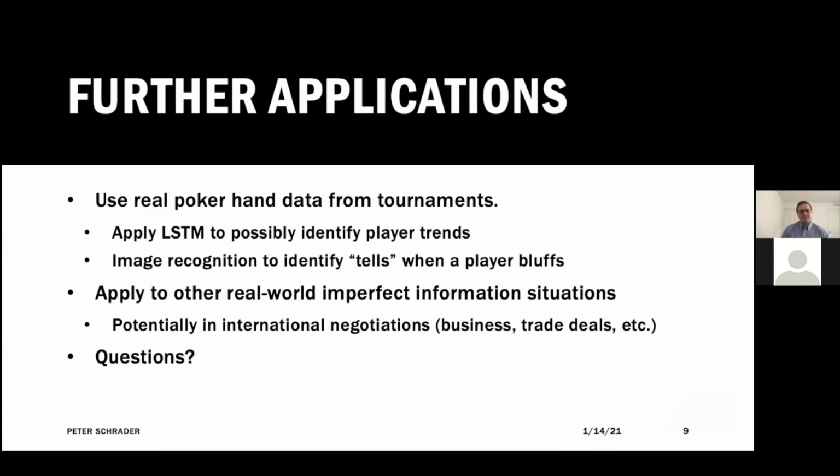For further applications, I'd like to take real-world poker data from actual tournaments and apply another algorithm called long short-term memory to identify player trends and sequences of bets. It can also use image recognition to identify tells for when a player is bluffing. It can also apply to other real-world imperfect information situations, specifically in international relations when dealing with international business negotiations or trade deals in which you do not know the information that the other player has, but you can find a strategy that maximizes your chance of a positive reward.